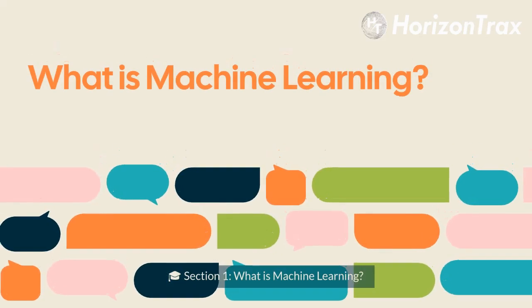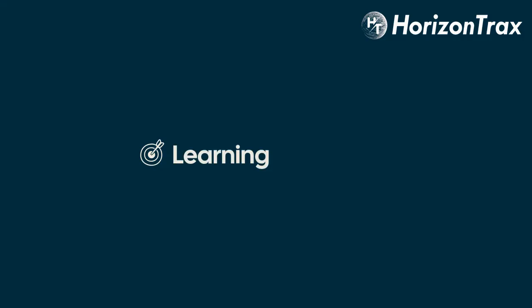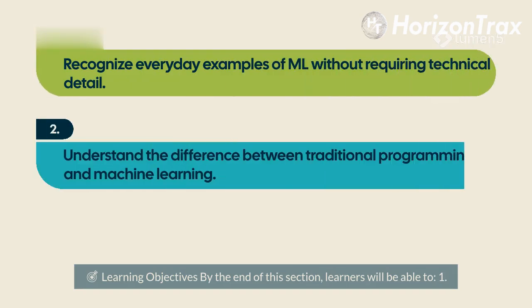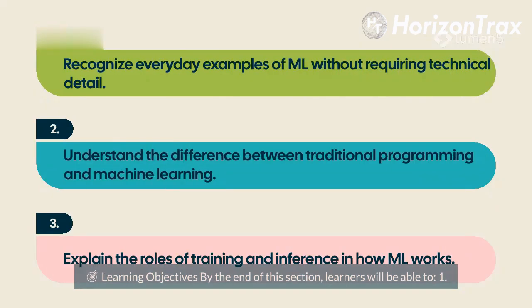Section 1. What is machine learning? Learning objectives. By the end of this section, learners will be able to: 1.